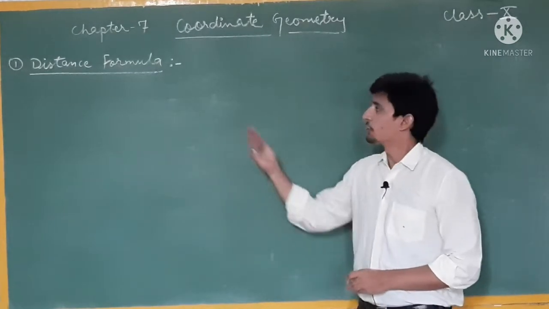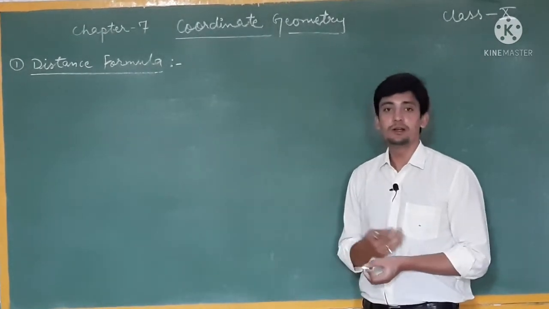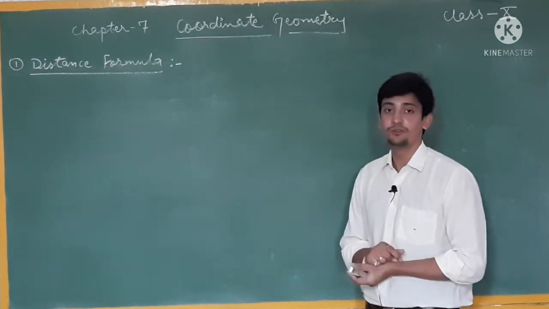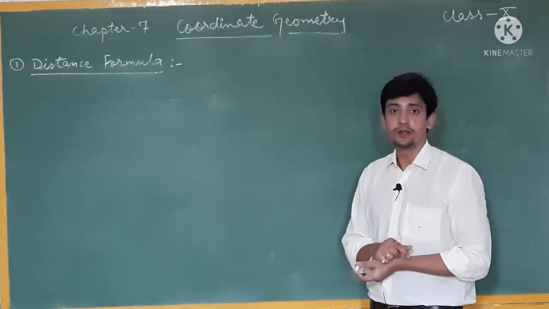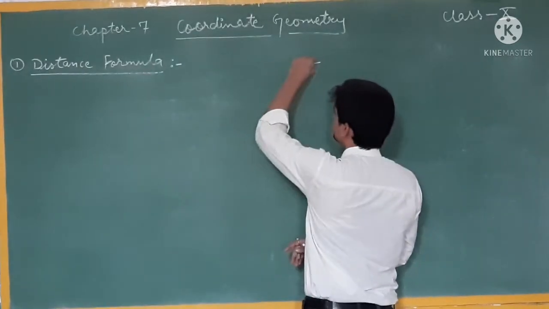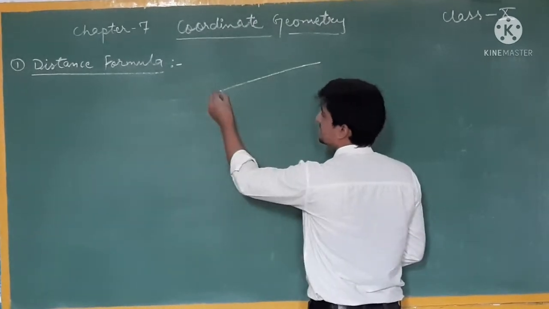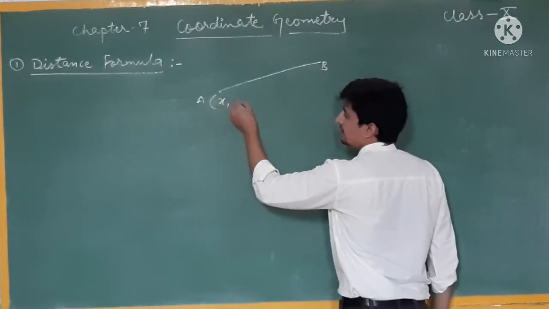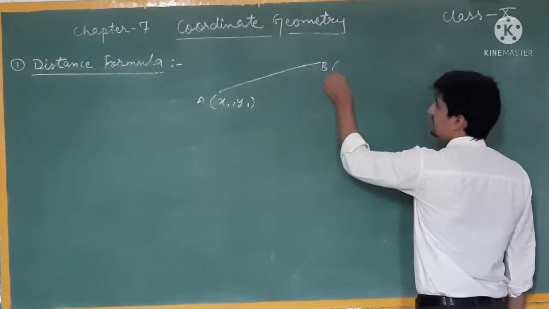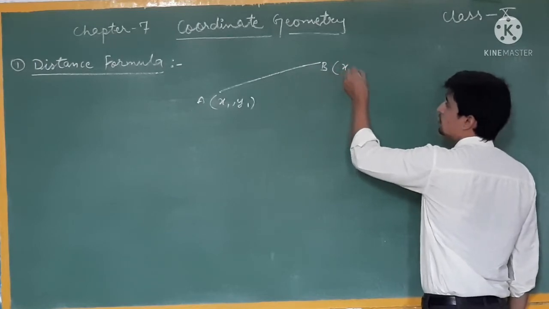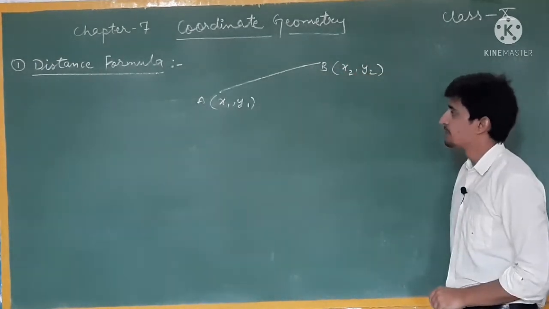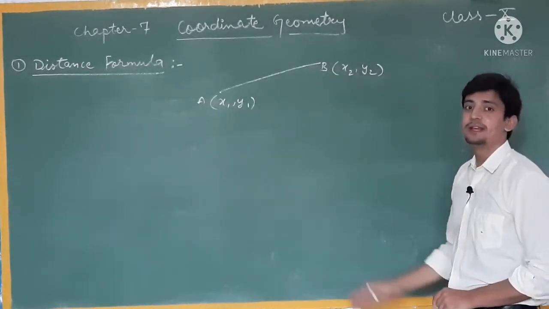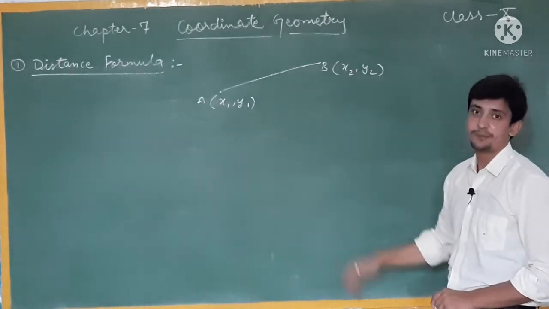Now we will talk about the distance formula. How will we derive the distance formula? Let's suppose for finding the distance formula, first we have two coordinates, or we can say we have a line segment. Let's suppose this is A and this is B, and the coordinates of A are x1 comma y1, and the coordinates of point B are x2 comma y2. Now we have to find the distance between point A and point B, or the length of this line segment AB.